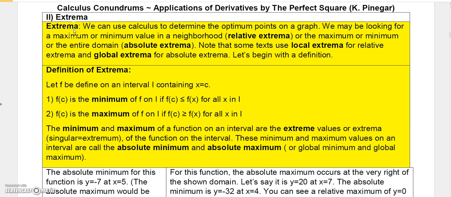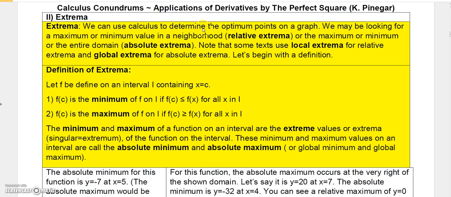Extrema just means the highest and lowest points. For instance, in a graph we can have what's called relative extrema, or we can have absolute extrema. Relative extrema are just those points that are highest in their neighborhood, but absolute extrema would represent the highest or lowest point anywhere on the graph.